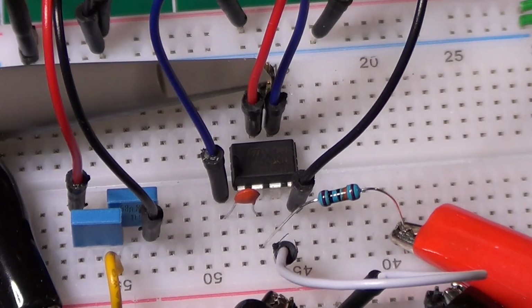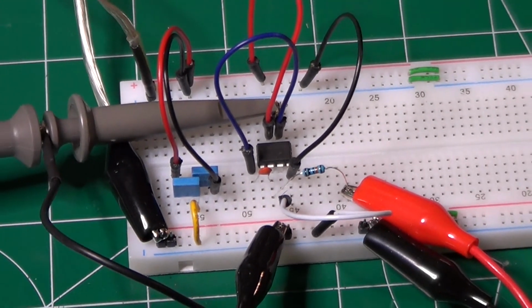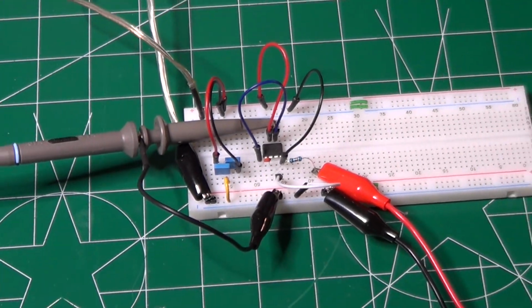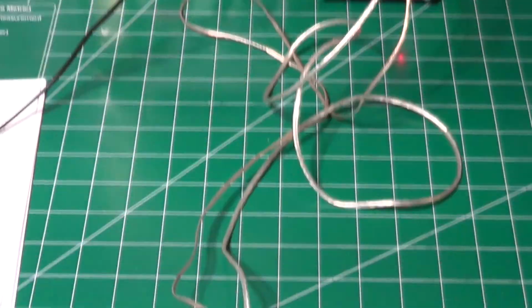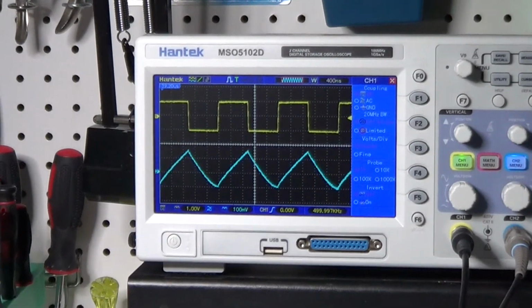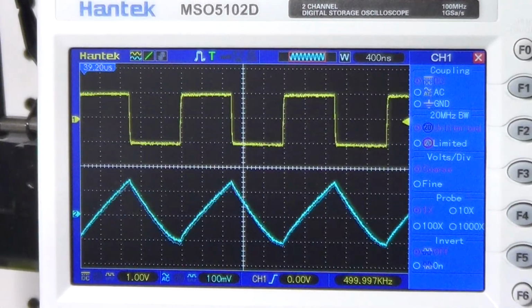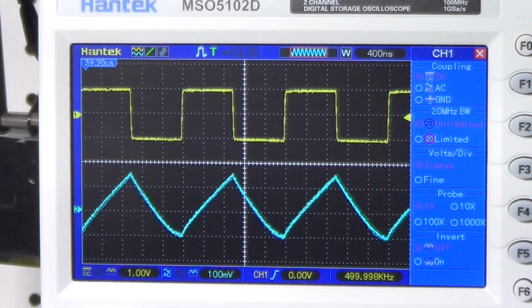Once again, the circuit is built on a breadboard and a function generator is used as the input. This time, rather than using a sine wave, I have used a square wave. Note how the output signal is modified by this circuit.